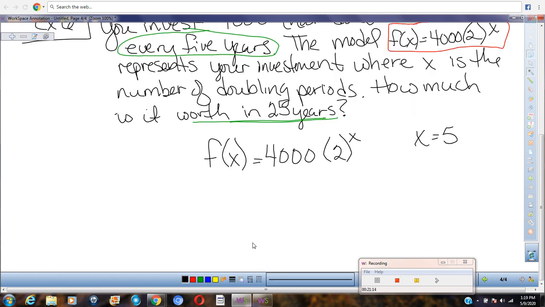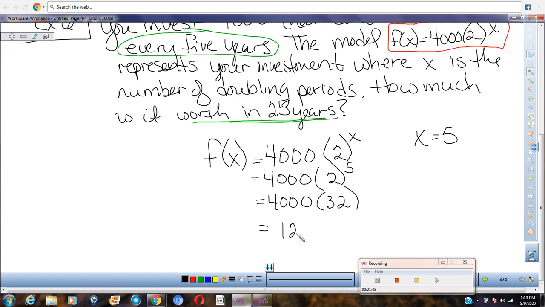All right. So we have 4,000 times 2 to the 5th power. You can grab your calculator, or remember we do order of operations. We're going to do our exponent first, so 2 to the 5th power, or 2 times 2 times 2 times 2 times 2, which is 32. And then we can multiply these, and we find out it's going to be worth $128,000 after 25 years.